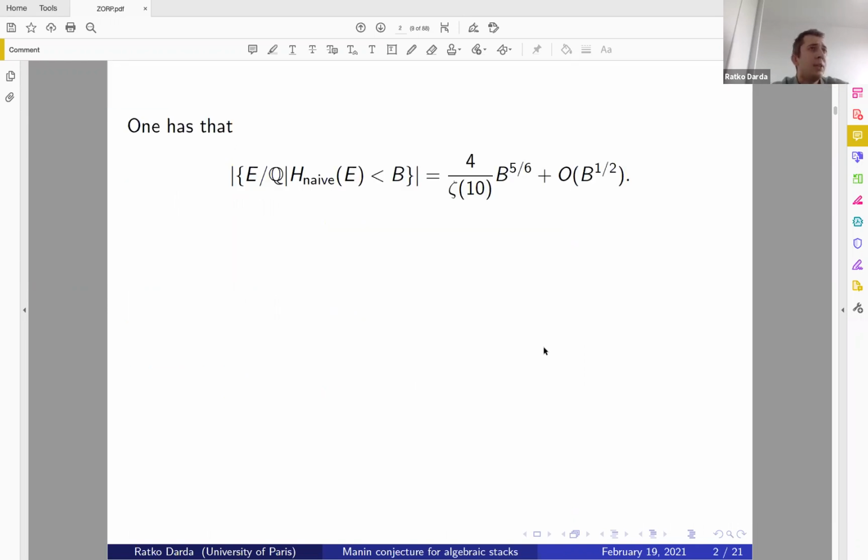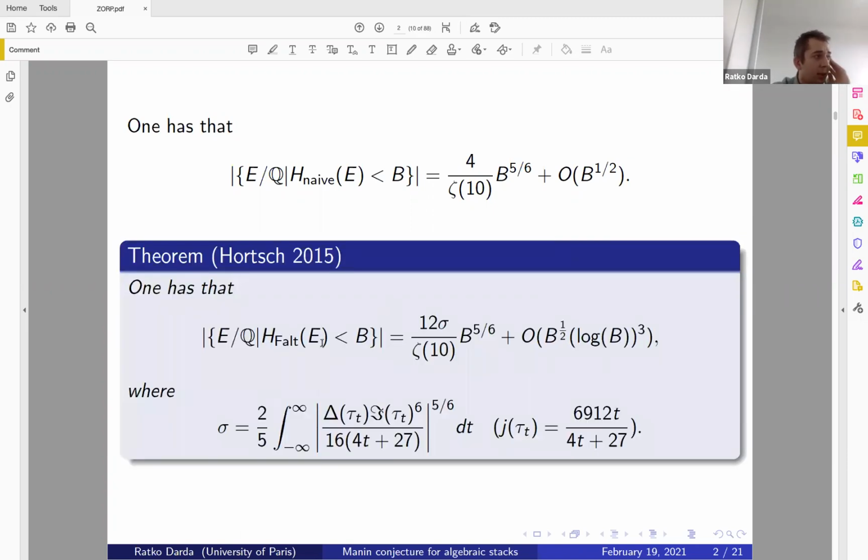Now, if you are interested in the asymptotics, you have the following counting results. If you count elliptic curves over Q with naive height less than B, you get the following asymptotics. This again is not too hard to prove, and much harder is counting with respect to Faltings height. We get the following asymptotics. We see the exponent of B is the same. We see that we have a zeta of 10 appearing, and of course the leading constant is different.